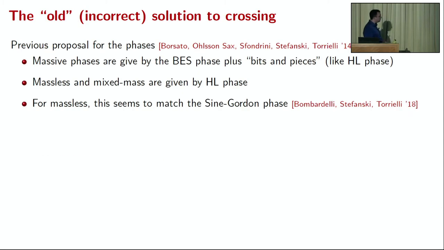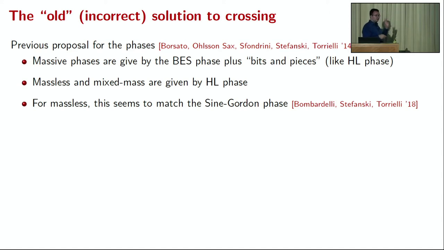Then the old proposal, which turned out not to be correct, unfortunately, and I should apologize because I had a hand in it, was more or less this. For the massive phase, we first put a BES phase, and then we put some bits and pieces, which are basically related to the Hernandez-Lopez phase, or anyway to some order zero term in the BES expansion. For the massless and the mixed mass, we just use this order zero Hernandez-Lopez-like phase. And this is justified also by the fact that you sort of recover the Sine-Gordon phase and the difference form. This was sort of the reasoning.